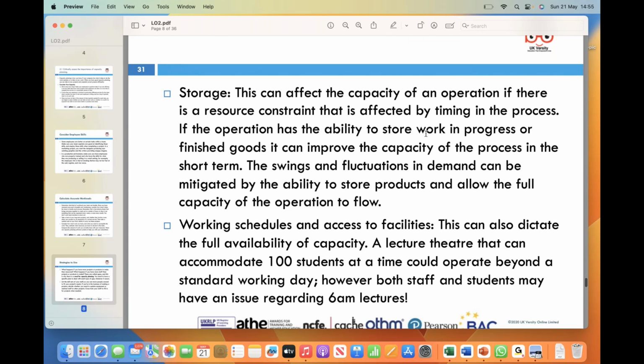How does this work? The ability to store products allows us to mitigate swings and fluctuations in demand instead of being overwhelmed during peak periods or slowing down during low demand periods. So we can regulate the flow of goods. This ensures that the operation can operate at its full potential regardless of the changing demands.